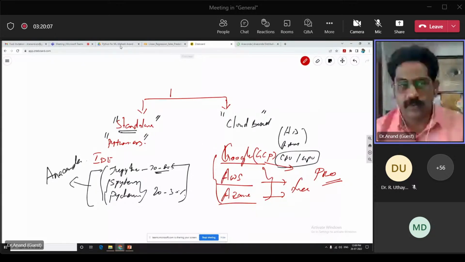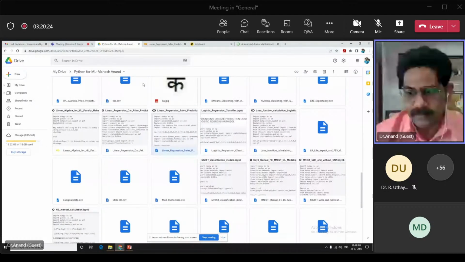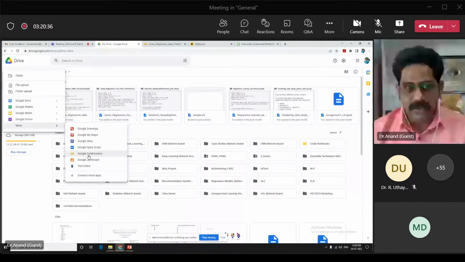How to open a Colab editor is very simple and straightforward. All of you have a free version. Just log in to your Google Drive. Whoever has a Gmail account can access Google Drive. Once you open Google Drive, click New, then the More option. Here I have Google Collaboratory, you could see. For first time users, you don't have this Google Collaboratory.